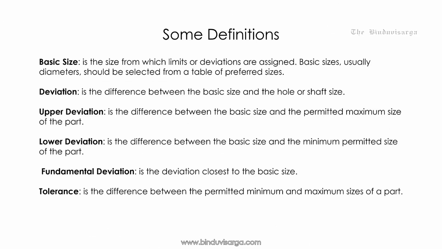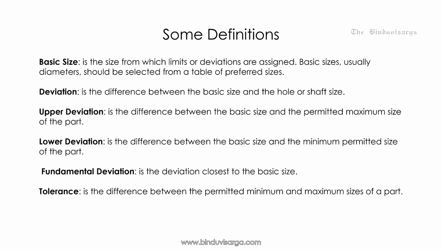So here are the different definitions. Basic size is the size from which limits or deviations are assigned. Basic size, usually diameter, should be selected from a table of preferred sizes. Deviation is the difference between the basic size and the hole or shaft size. Upper deviation is the difference between the basic size and the permitted maximum size of the part.